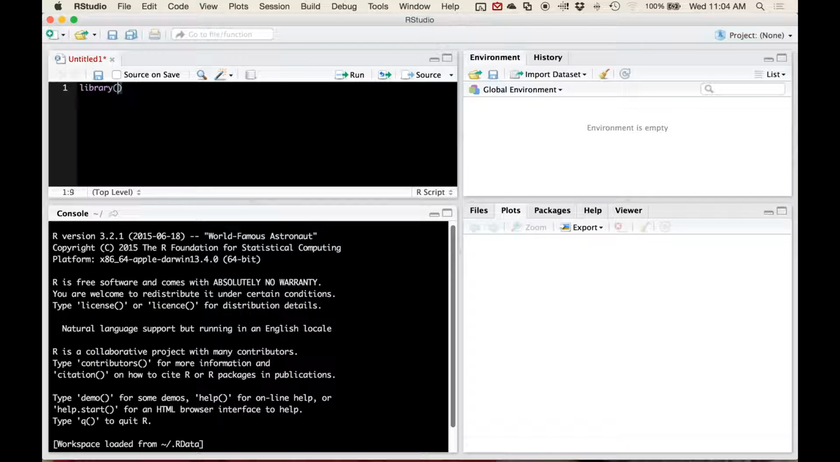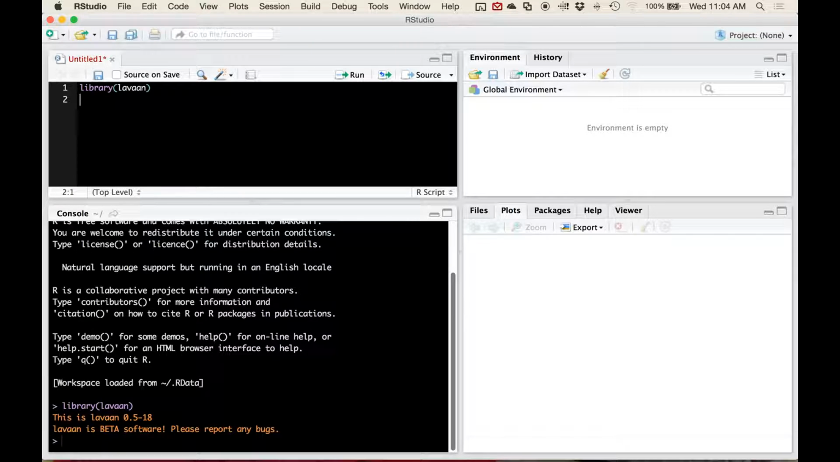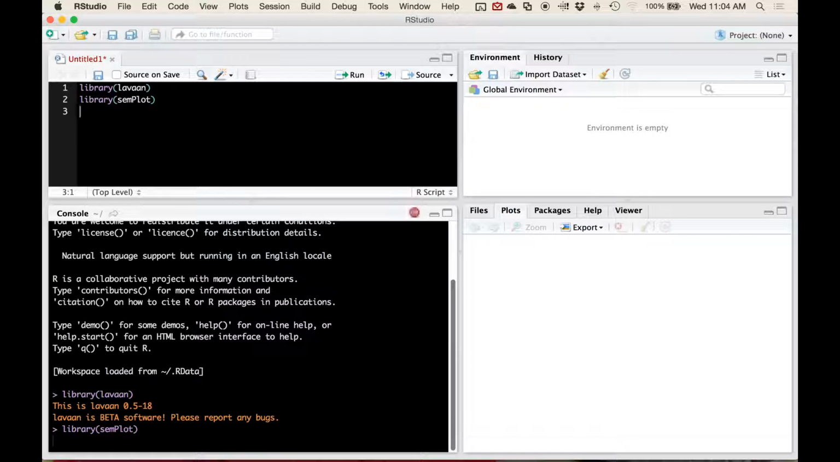So the first thing you always want to do is load the library. I've probably said that 600 times in every video, but it's true, because if you don't remember to load the library, it most certainly will not run. So I'm going to use lavaan to do my structural equation modeling and semPlot to make a picture of at least the first model so that I know that I'm doing everything right.